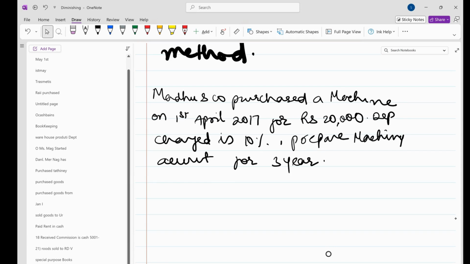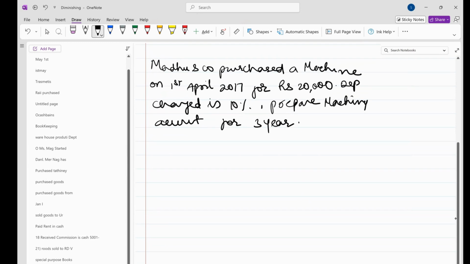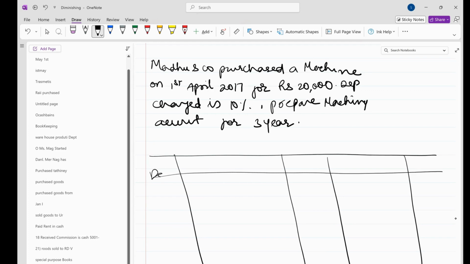Now we can continue. Okay. So last class we have seen the fixed installment method, no? Now this is the written down value method. We'll see how to do the sum. Okay, this is a simple sum only to understand. So date, particulars, amount.